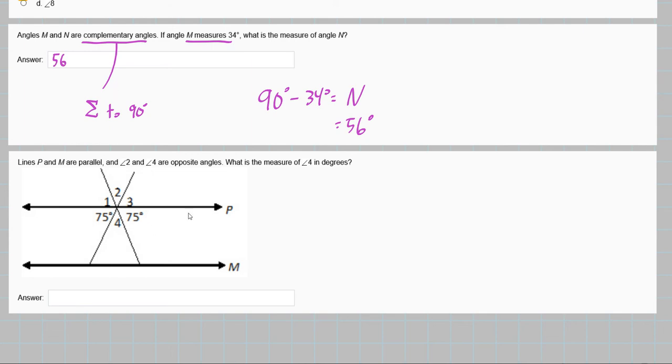Next, lines P and M, so this line and this line are parallel. So we have a transversal going on here. And angle 2 and angle 4 are opposite angles, although they didn't have to tell us that, we can see. What's the measure of angle 4 in degrees? So we're looking for this angle in here.